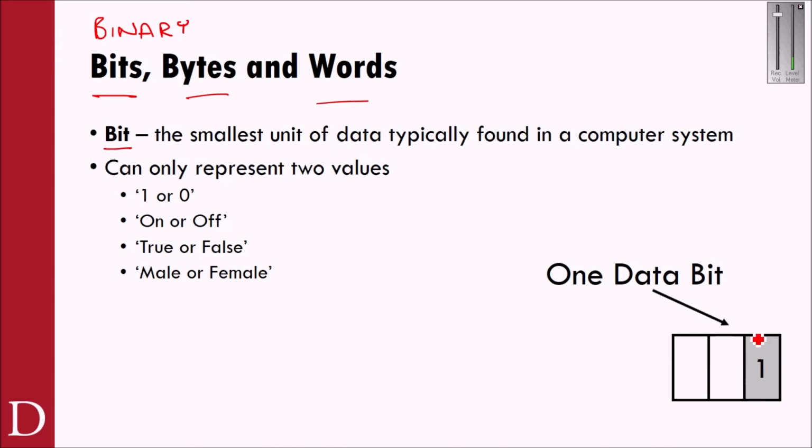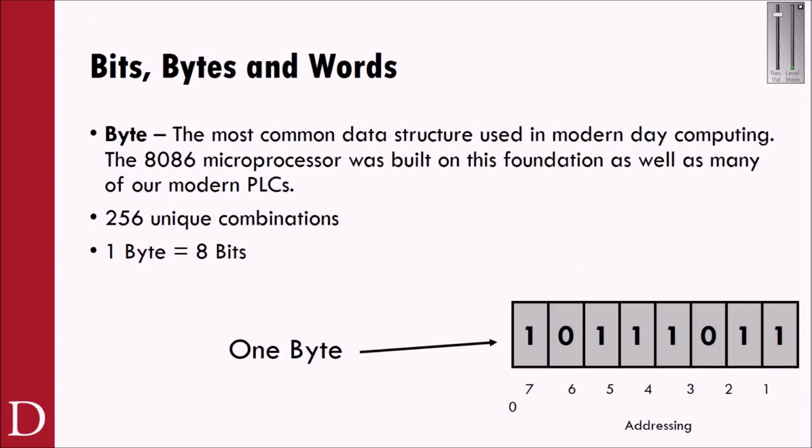It is just one element that can only be a 0 or 1, an on or off, a true or false, or a male or female, whatever we want to call it. In our case, it's always a 1 or a 0. It can only represent 2 values, 1 or 0. So a bit means one element, just one little box over here. And what does that mean? Well, that means we can eventually start to cluster things together.